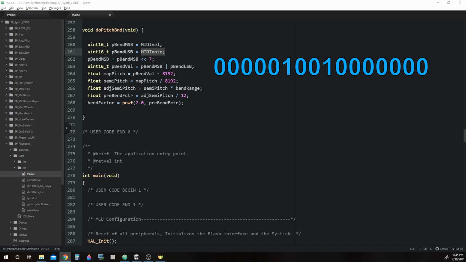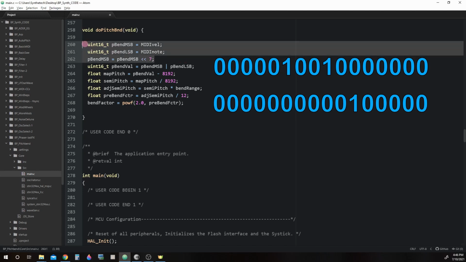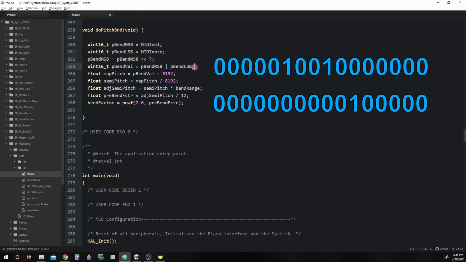Let's give PBend LSB, which is the first data byte value, a value of 32, which cast to a 16-bit value would be 00000000100000. So now we have completed this part of the code. Next, we need to OR them together, which is this part of the code.